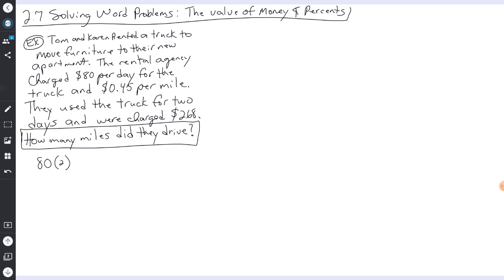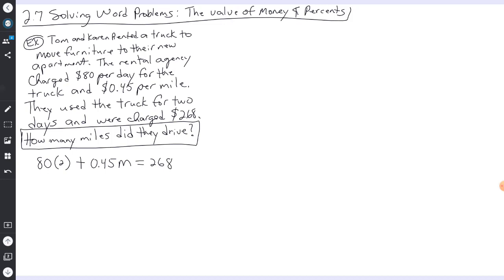And the company charges 45 cents per mile, plus 0.45, and you want to use the variable m. Okay. Is equal to 268.